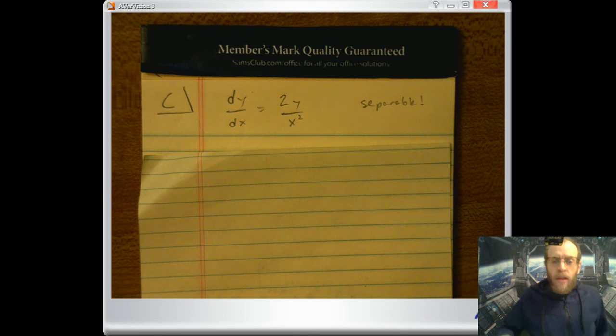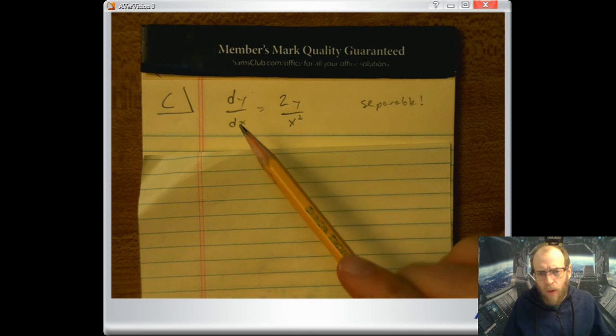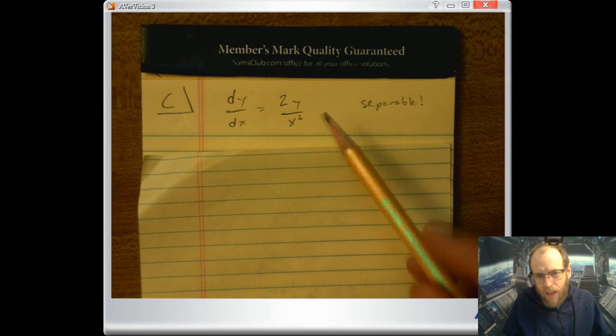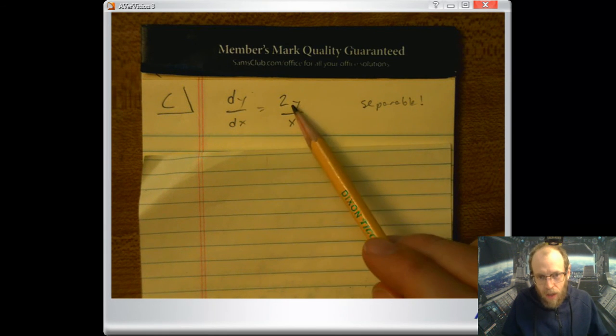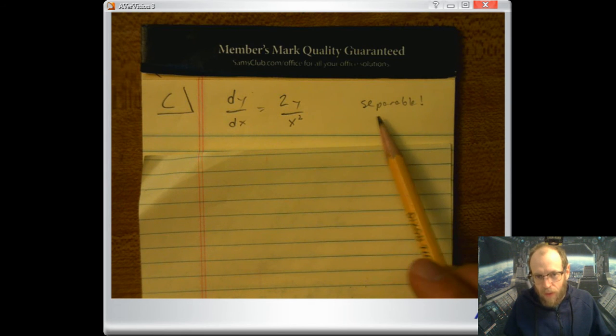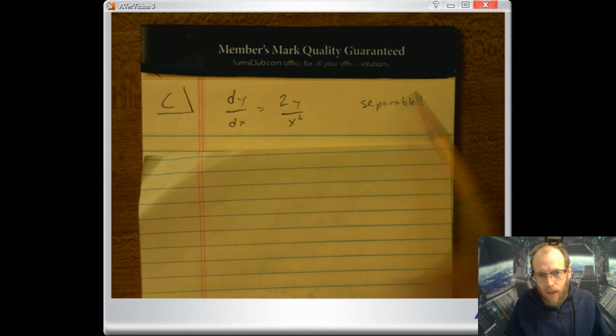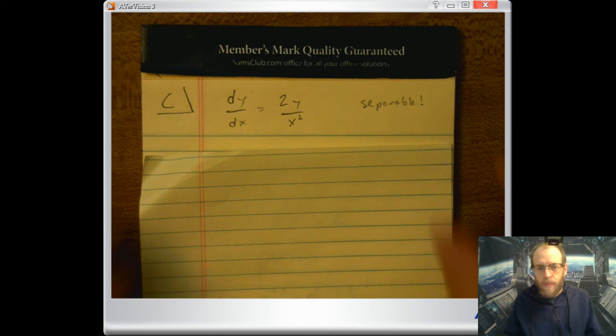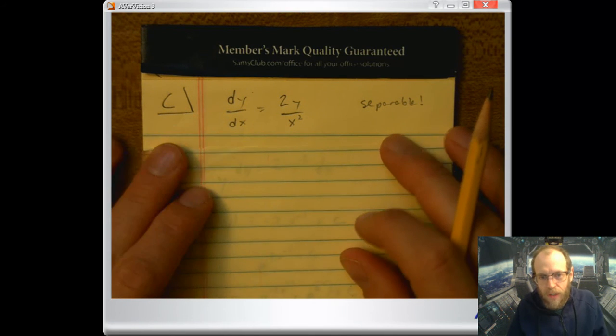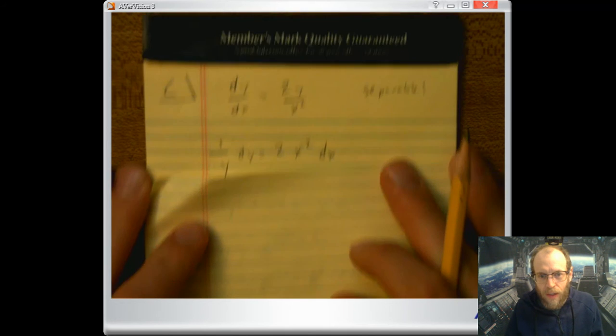Hey, this is C. So on this differential equation, we're not given a function for y that we can substitute in. And so the way we're going to solve this one is by separating the variables and solving for y by integration. Now, I'm not going to spend a whole bunch of time going through that.